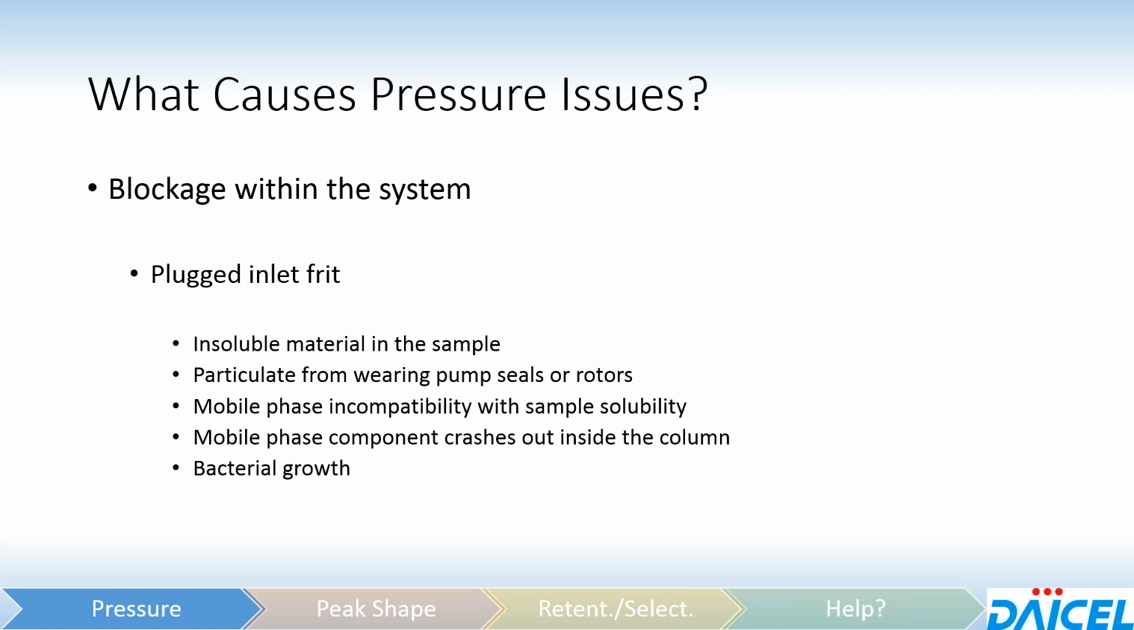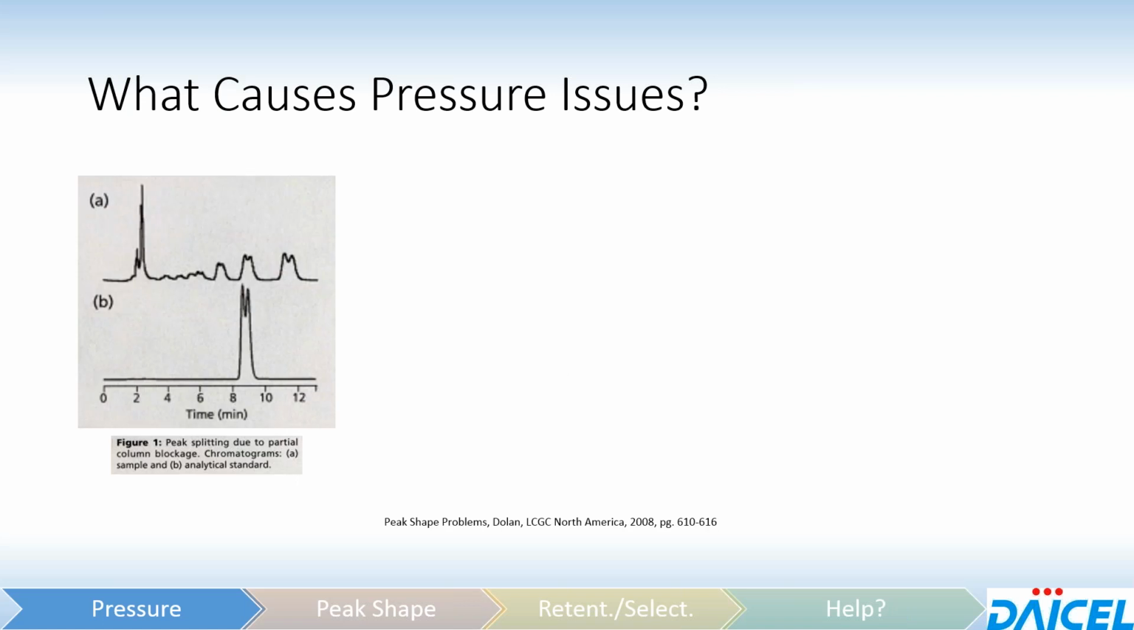So how do these issues, a blocked or plugged inlet frit, generally manifest themselves? We normally see it resulting in split peaks. This is an example from a review article by John Dolan in LCGC magazine back in 2008. In this particular case, a sample was injected on a column that had a blocked inlet frit. You'll see relatively symmetrical doubling of the peaks, or if you were to run a clean analytical standard, again a smooth baseline, but doubling of the peaks.